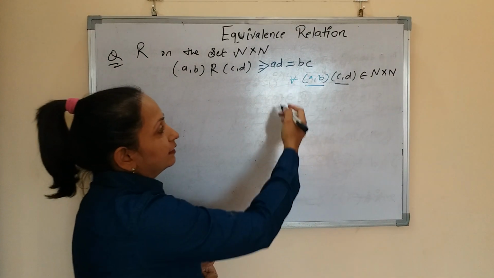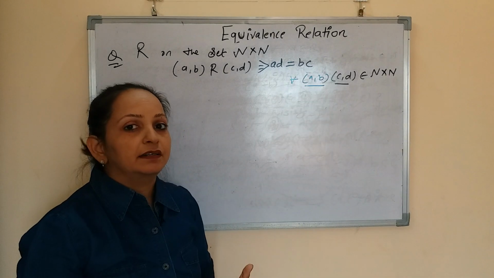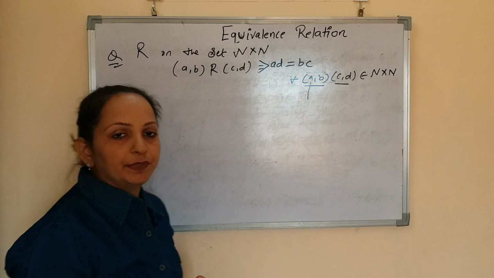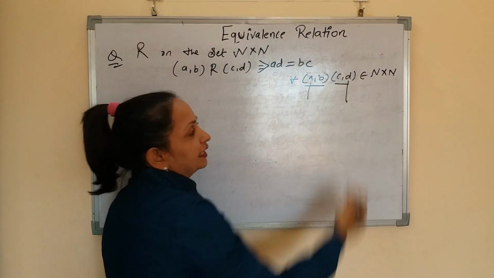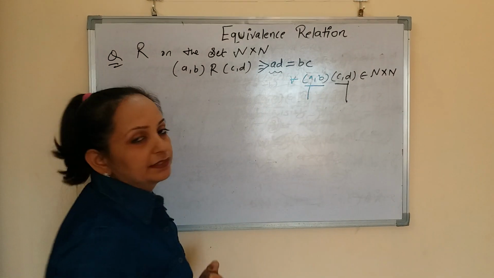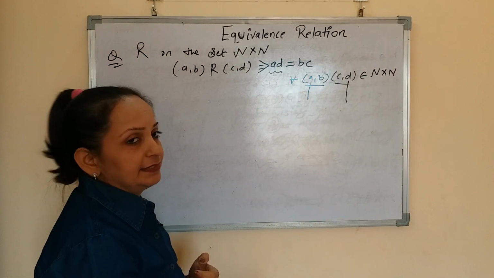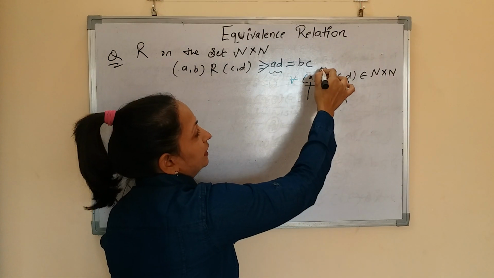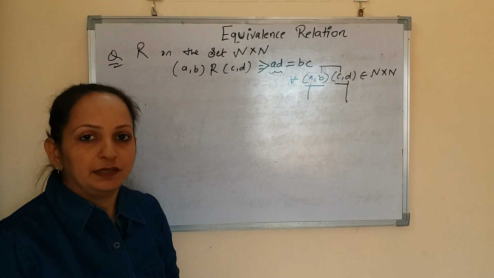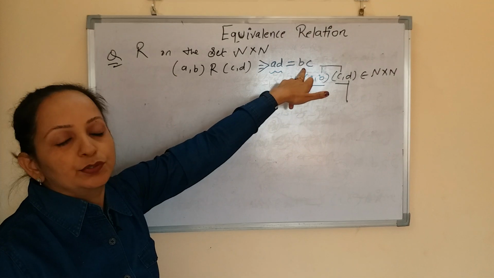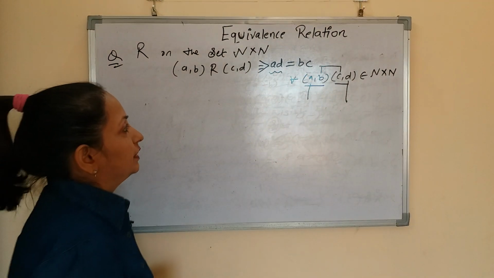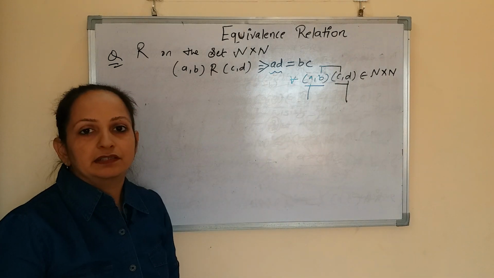How do we get this definition? We are just taking the first element of the first pair and the last element, the second element of the second pair, and multiplying these two elements. And on the right hand side of the equal to, we are getting the second element of the first pair and the first element of the second pair, and multiplying these two elements. By this operation we are getting this relation. So we have to check if the relation is equivalence or not.